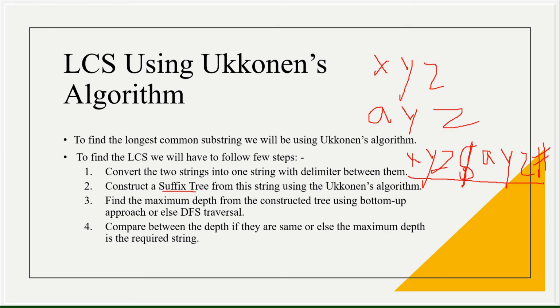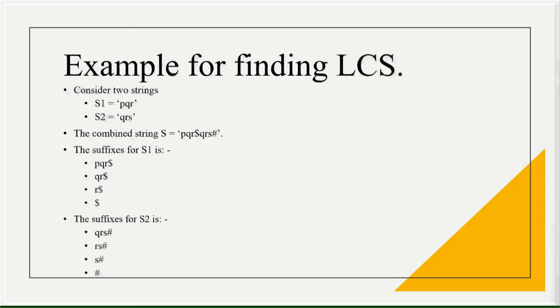Then what we have to do is construct a suffix tree using Ukkonen's algorithm, as we have seen above in the previous slides. Then we have to find the maximum depth of the constructed tree using any of the approaches, the DFS traversal or maybe the bottom up approach. Once we get the depths, we compare them, and whichever has the maximum depth is our required substring. So let us consider an example.